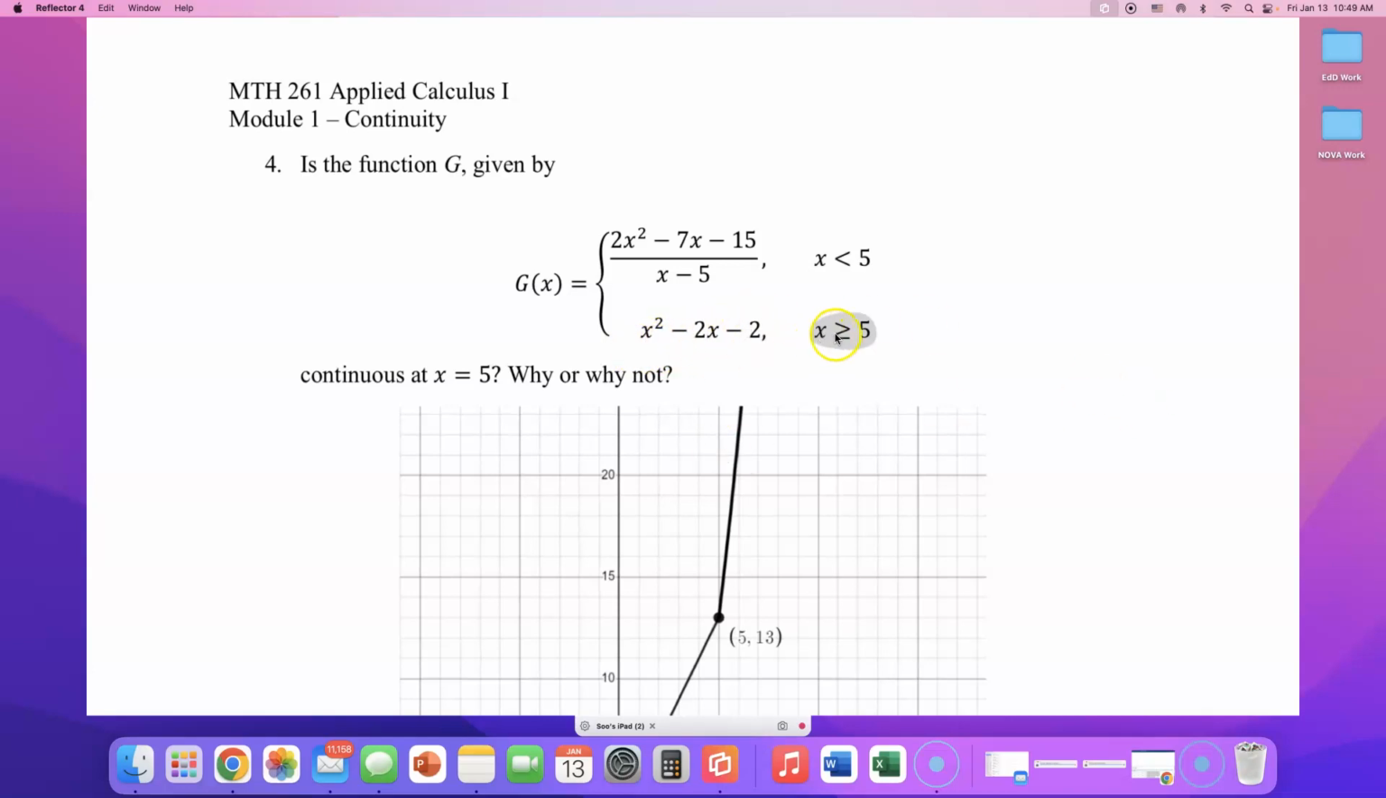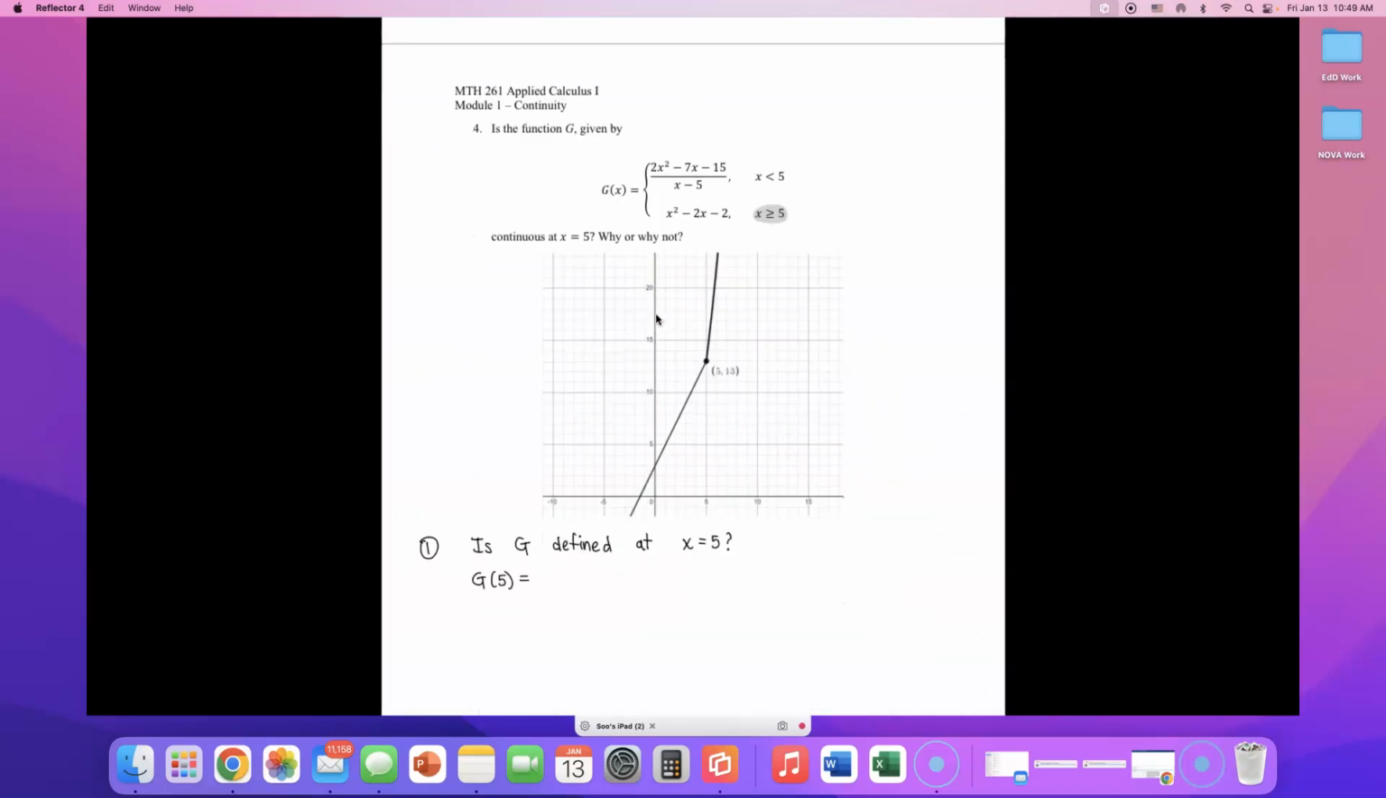Because it says x is greater than or equal to 5, the equal to bar underneath it. This part right here tells us that we need to use x squared minus 2x minus 2 when x is equal to 5. So plug in 5 into the bottom piece. I'm going to write that down over here. So we have 5 squared minus 2 times 5 minus 2.